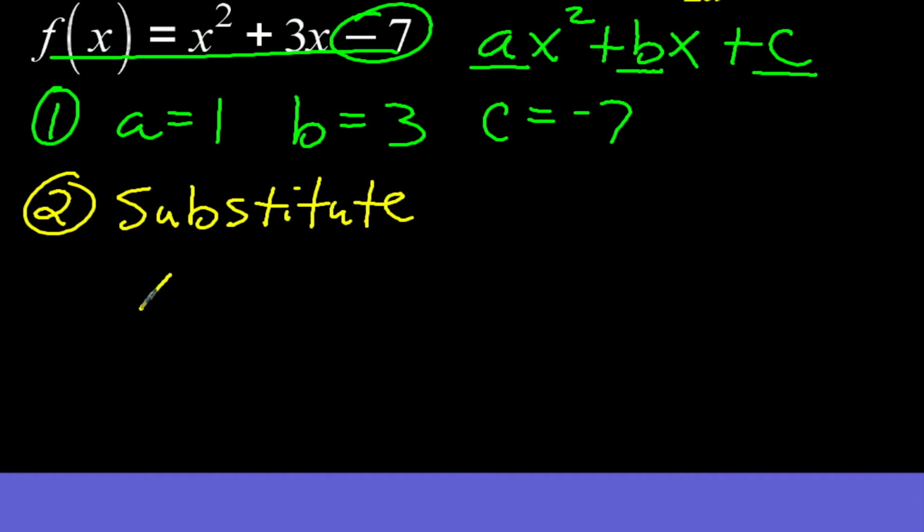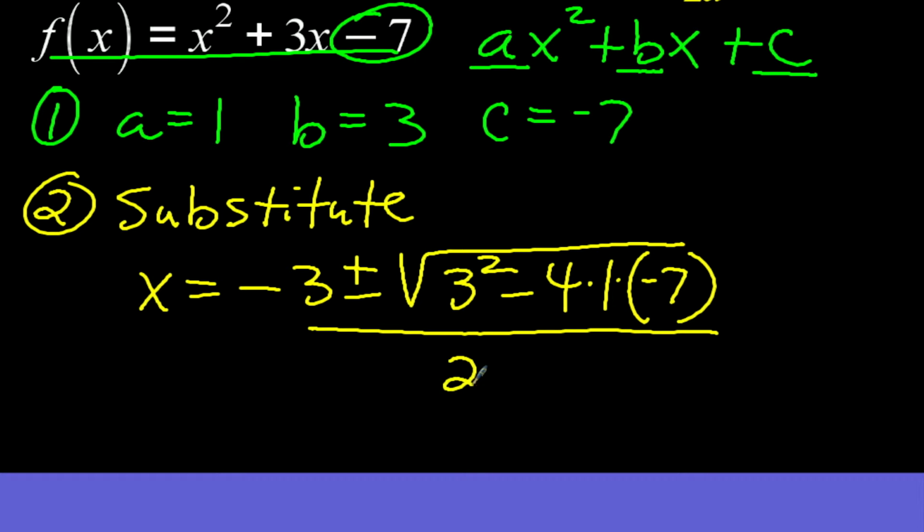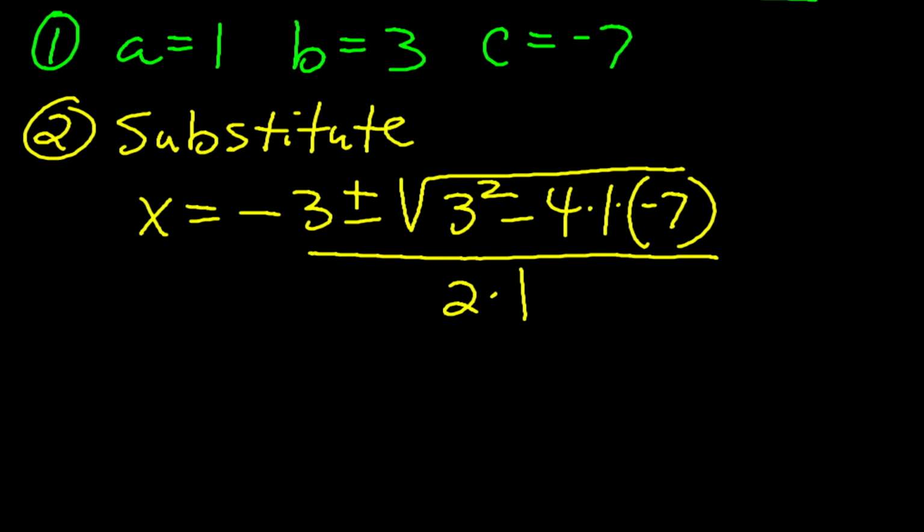So we're going to have x equals -b, which is -3, plus or minus. Remember, we have two solutions in this case, so it's got to be plus or minus, which is part of the quadratic formula. We have b squared, which is 3 squared, minus 4 times a, which is 1, times, and when I have a negative, I put it in parentheses, -7 for c, all divided by 2 times 1, which is a.